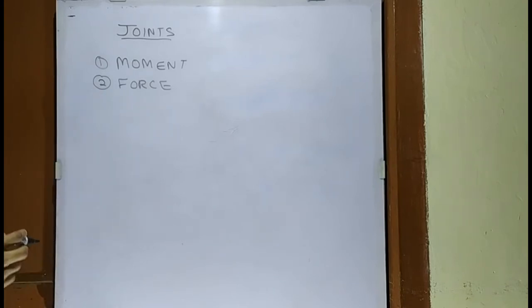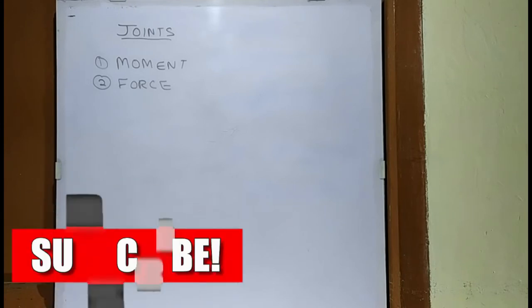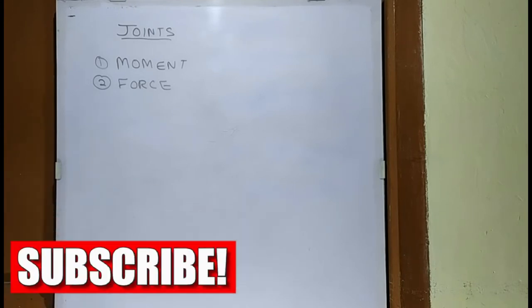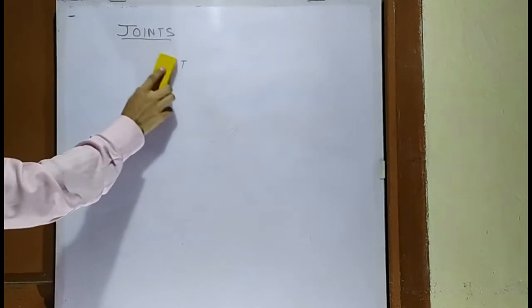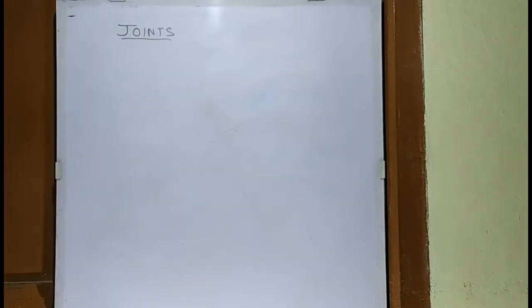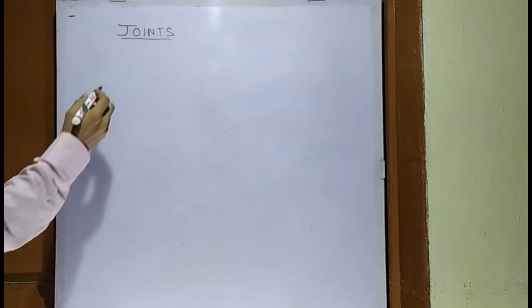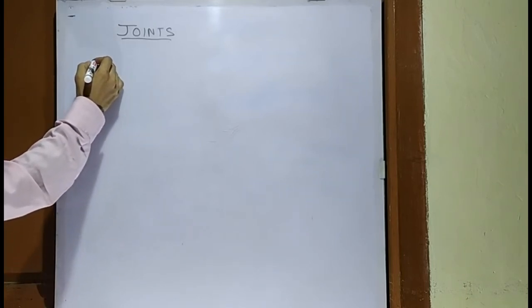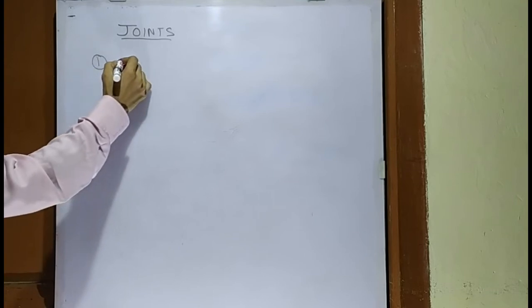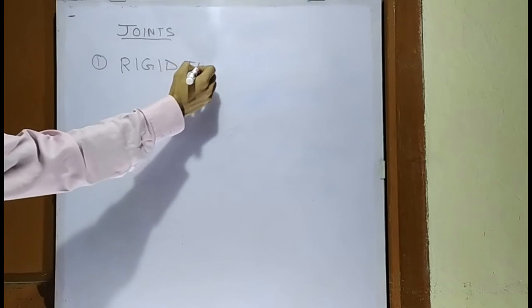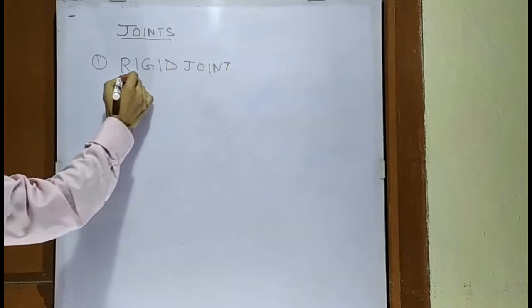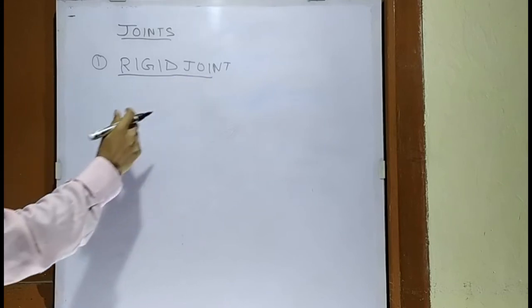In this way, first of all we will consider a very general joint which we encounter in many structures in our daily life, in our homes. In any type of general building, like a reinforced concrete building, we will encounter a very common joint which is a rigid joint. Now what is a rigid joint?